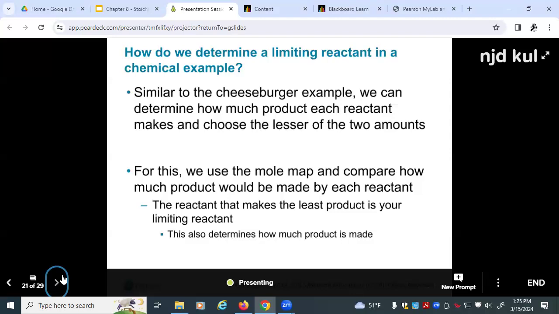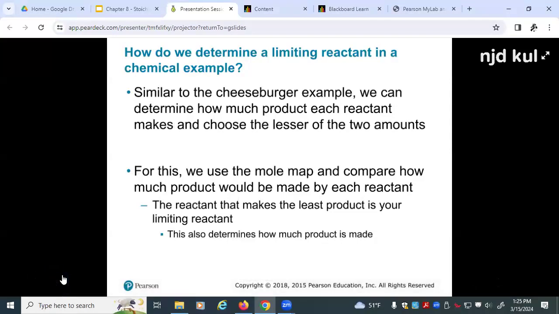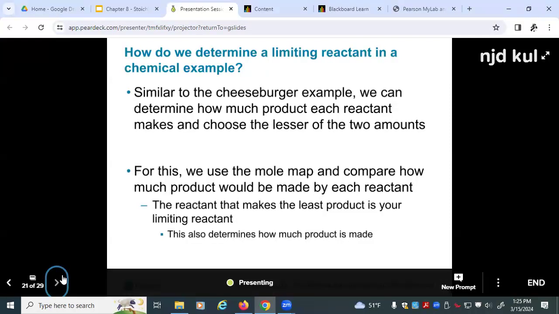Now, what if we were actually doing this using a chemistry problem? Well, the good news is, from a standpoint of process, the process is identical to what we did on Wednesday. The only difference is that we're going to have multiple things to do calculations with. And we're going to have to apply this same kind of principle that we did with the cheeseburgers. In the cheeseburger example, the easiest way to solve that problem was to take each one of those ingredients and figure out how many burgers it made. And then choose the one that made the fewest burgers.